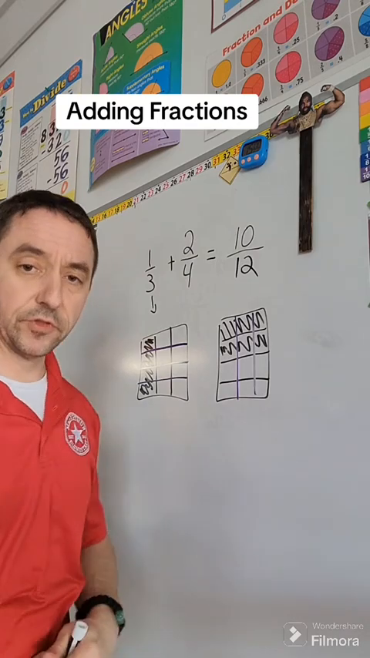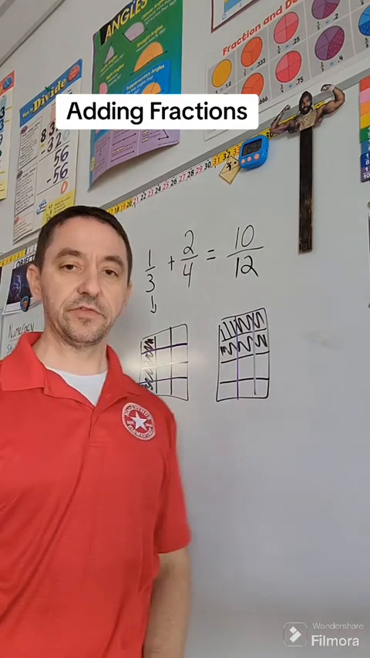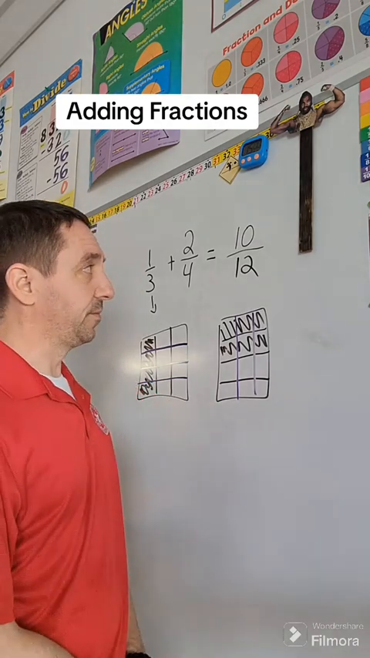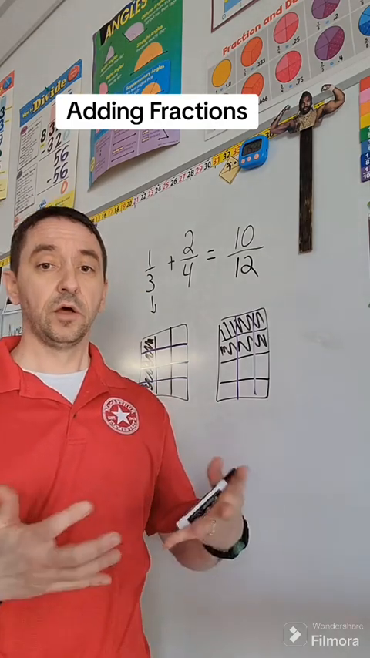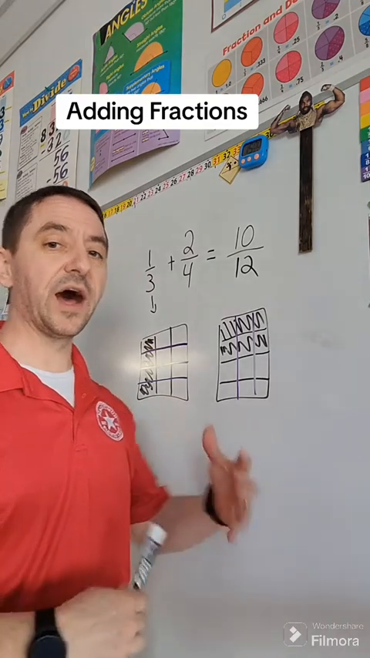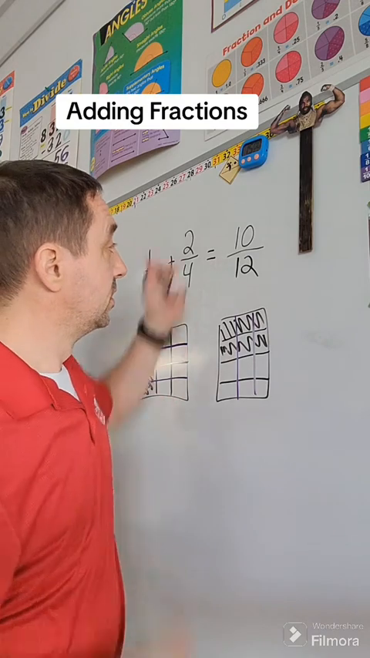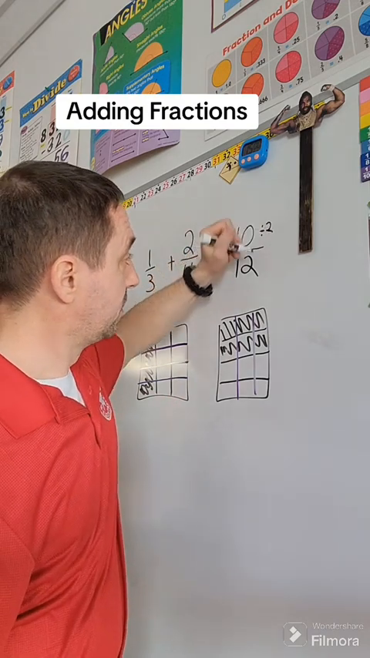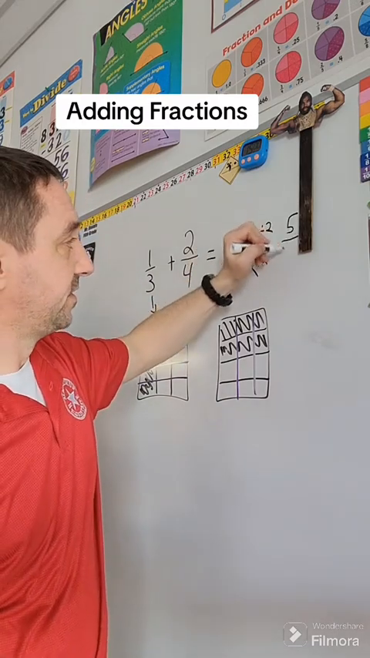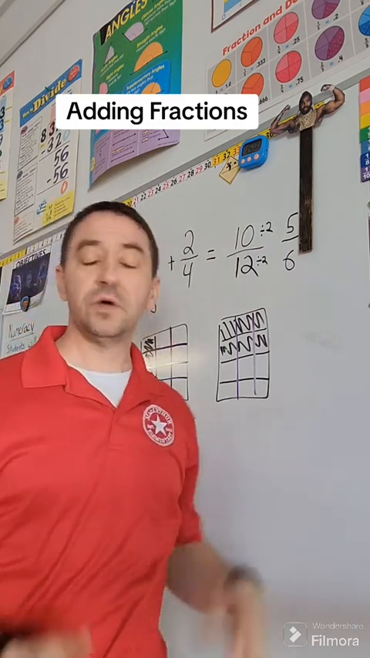If you want to take it a step further, now you're going to talk about simplification. When I look at 10 twelfths, I'm going to think, can I simplify it? Well, if I am familiar with my times tables, in particular my 2 times tables, I know to simplify, I can divide my numerator and my denominator by 2, and I'm going to end up with 5/6.